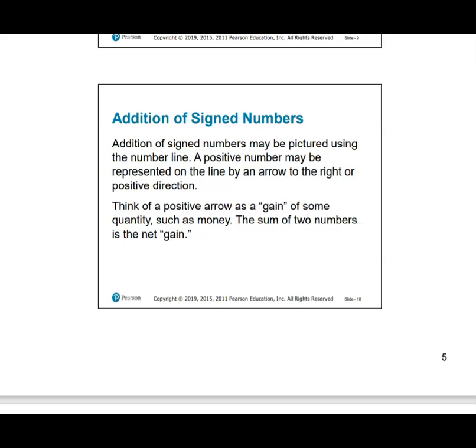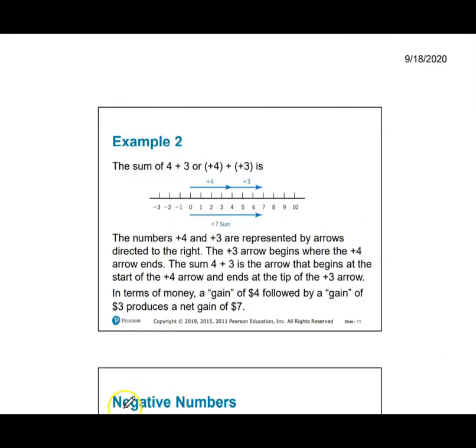Addition of sign numbers may be pictured using the number line. A positive number may be represented on the line by an arrow to the right or positive direction. Think of a positive arrow as a gain of some quantity, such as money. The sum of two numbers is a net gain. So if I want to say 4 plus 3, which is the sum of 4 and 3, we would start out at 0 and go to 4. And then we need to add 3, so we would move 3 in the positive direction, which would get us an answer of 7, which would be our net gain.